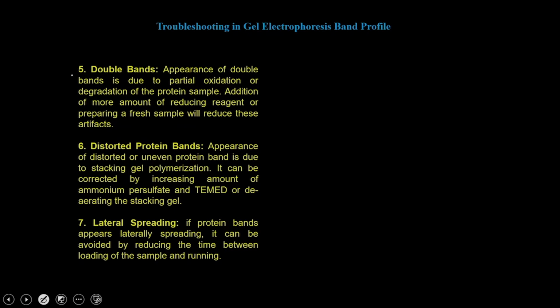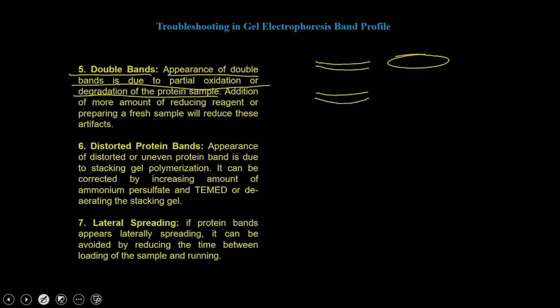Then you have the double bands. Double band means you have two bands instead of one band. The appearance of a double band is due to partial oxidation or degradation of the protein sample. The single protein band got degraded, and it forms a protein of lower molecular weight, which is not so low that it can separate, so it forms a band like this. Adding more reducing reagent or preparing a fresh sample will reduce these artifacts.